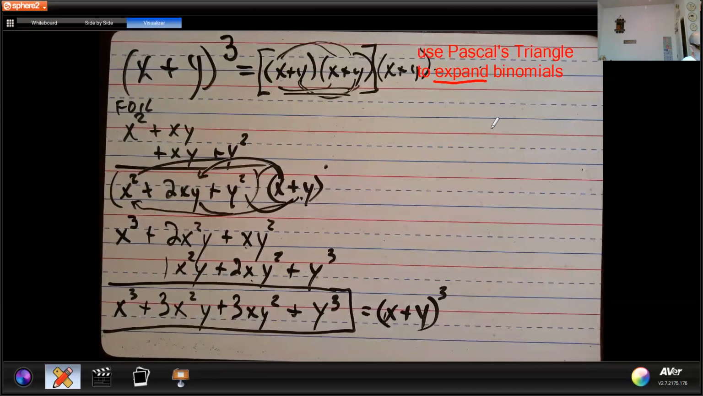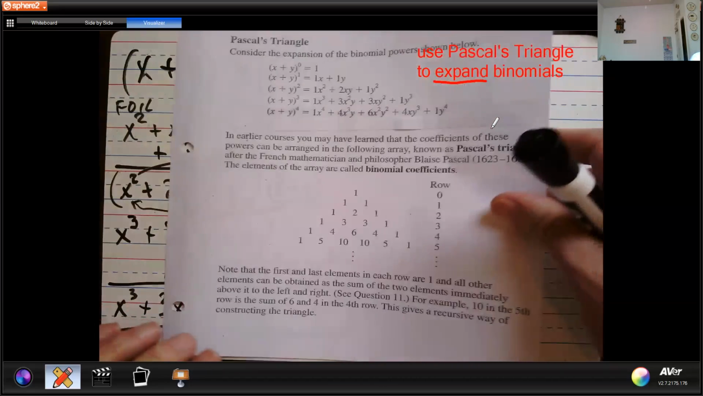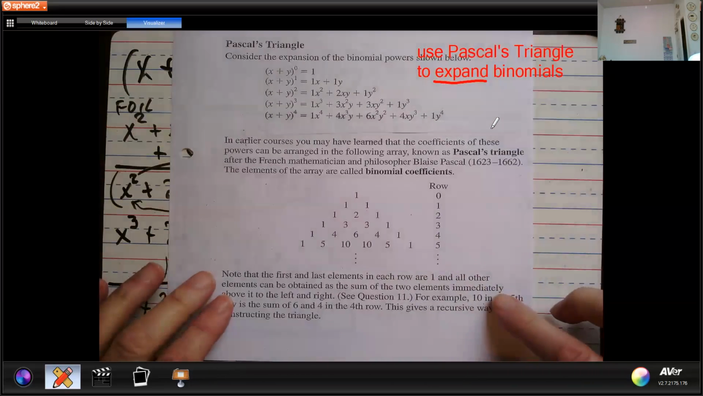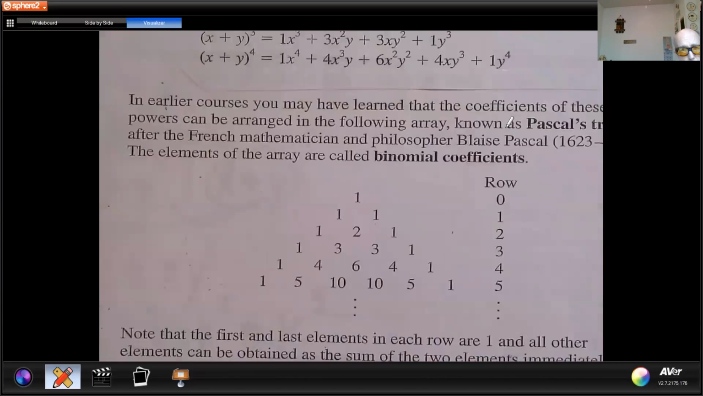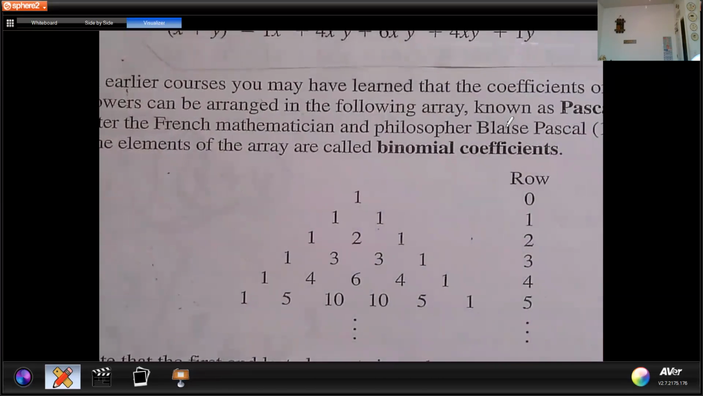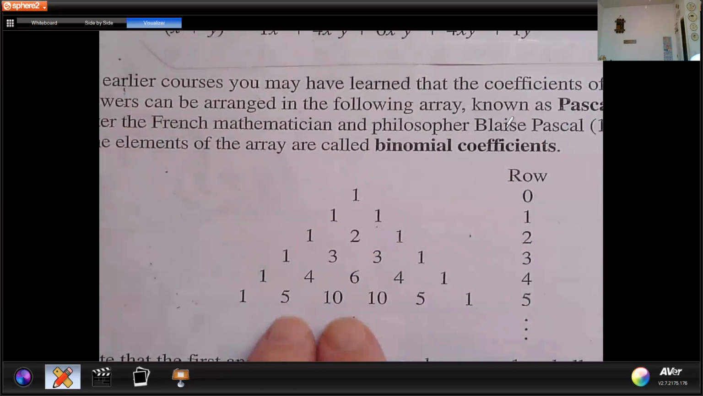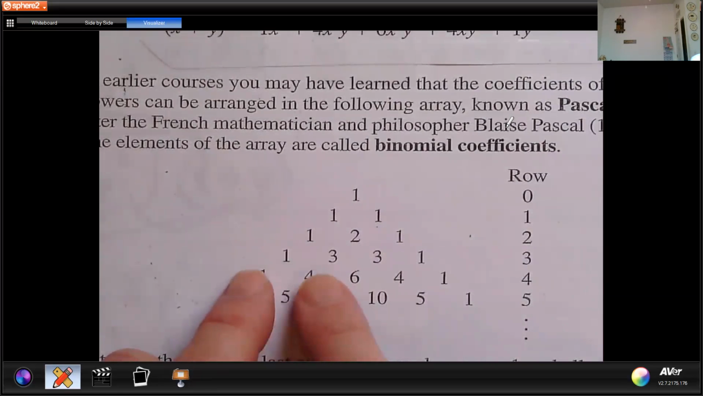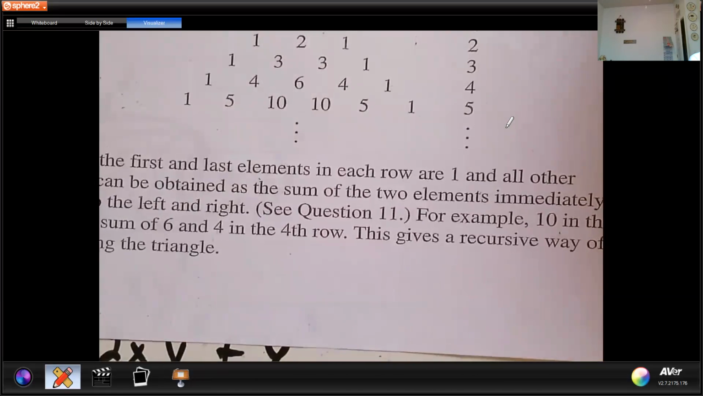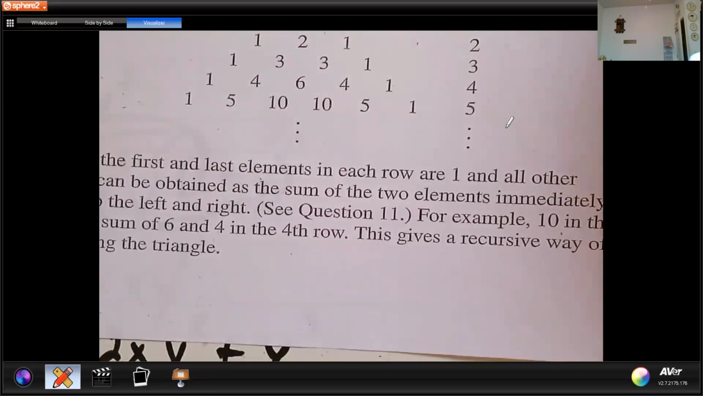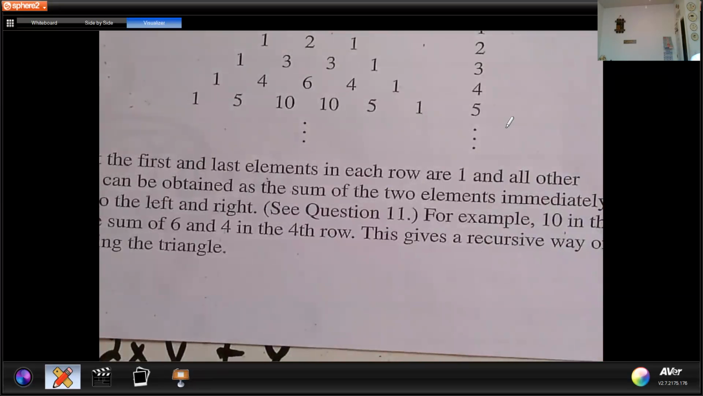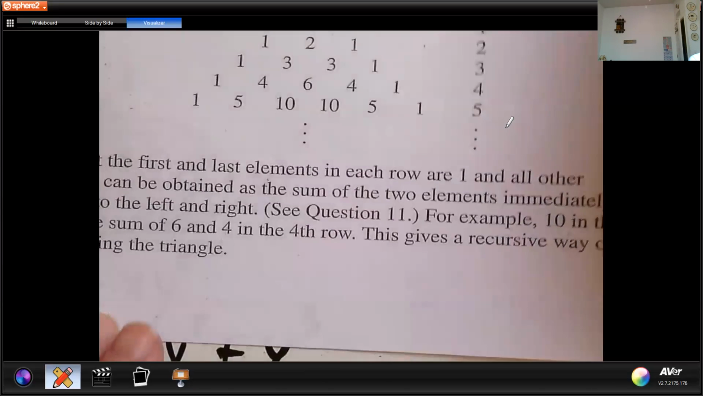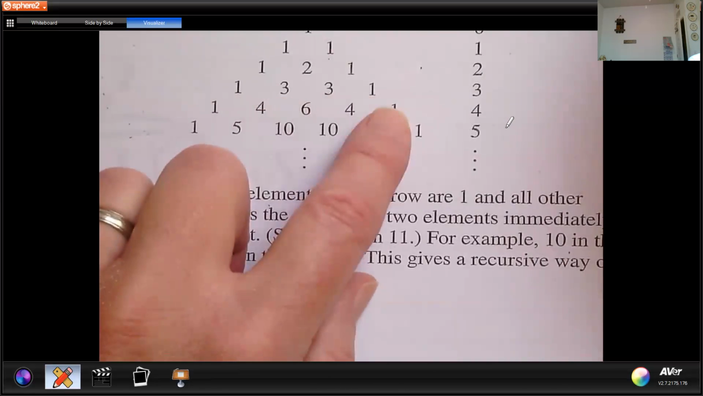So what is Pascal's triangle? Let's look right here. Lo and behold, this is Pascal's triangle. Let's zoom in on it. There we go. Now, what does Pascal's triangle do for you? Well, see, these numbers, 1, 3, 3, 1, hey, look, they're the same as this: 1, 3, 3, 1. So if I knew what letters to put next to these numbers, I already know what the numbers are.